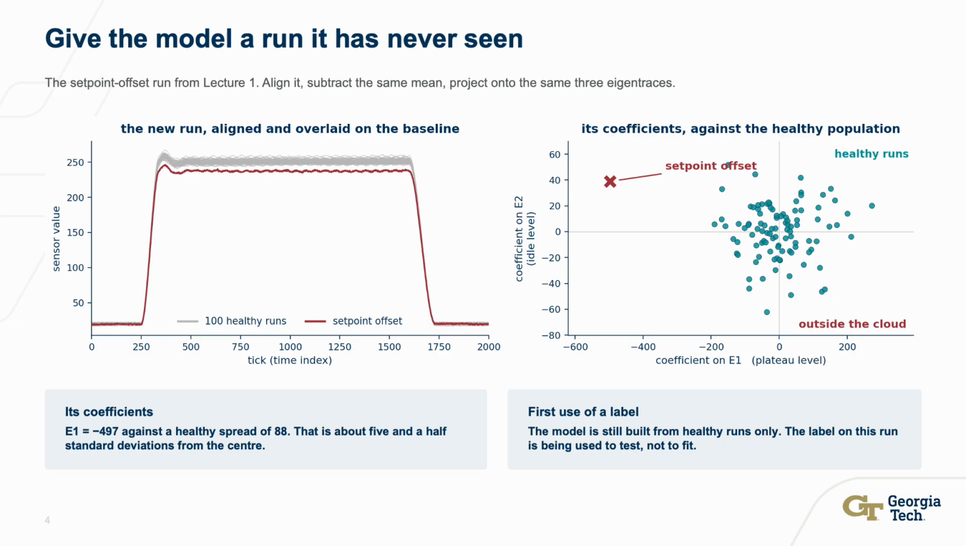The faulty run is displaced almost entirely horizontally. The model has put the displacement on the axis that corresponds to the physical thing that went wrong, without anybody telling it which axis that was.